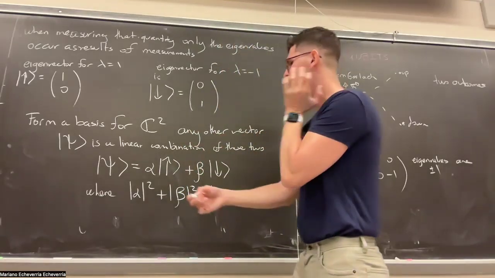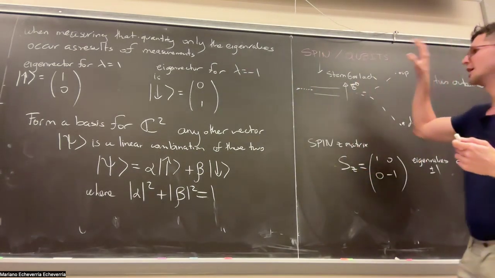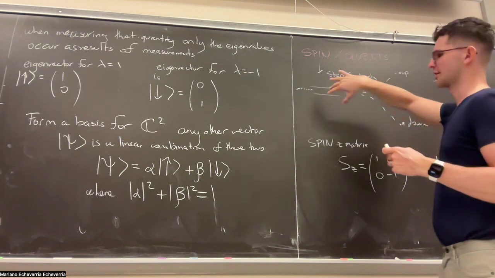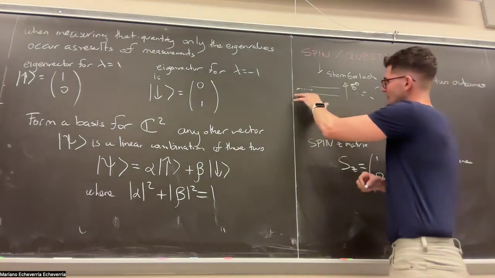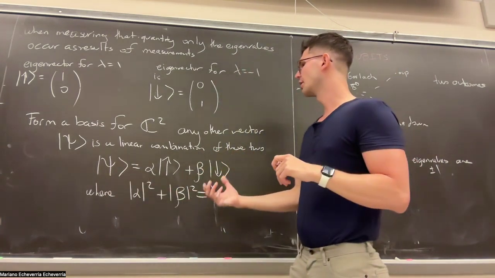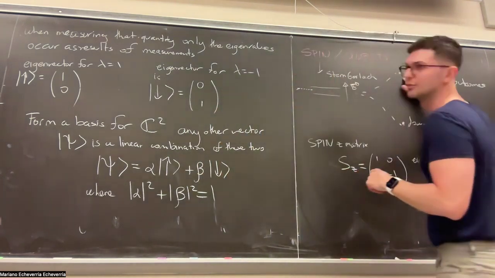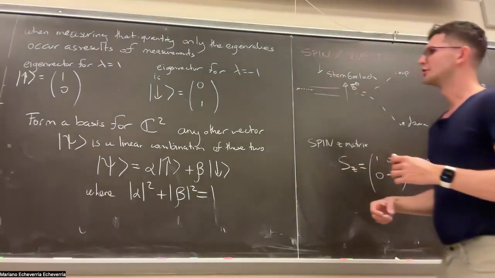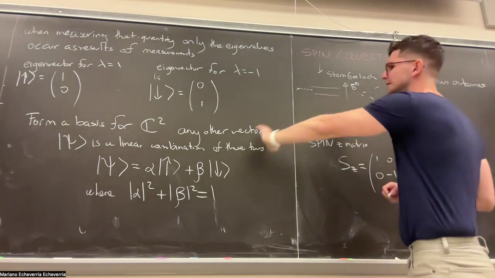The way you think about this is that if you do the experiment where all these atoms, or molecules, or electrons, whatever, are prepared in the vector psi, then with probability alpha squared you get the result up, and with probability beta squared you get the result down.